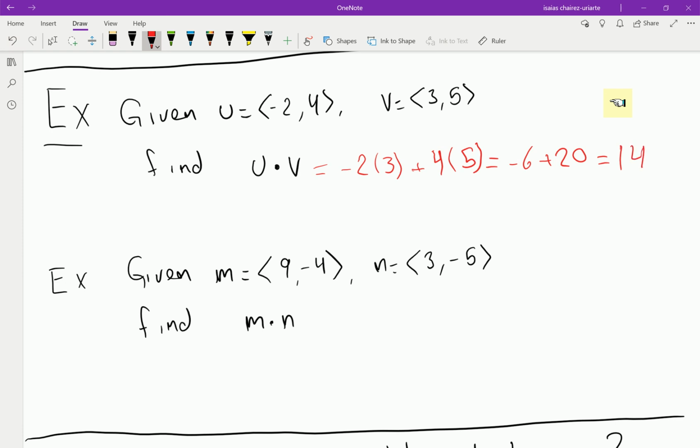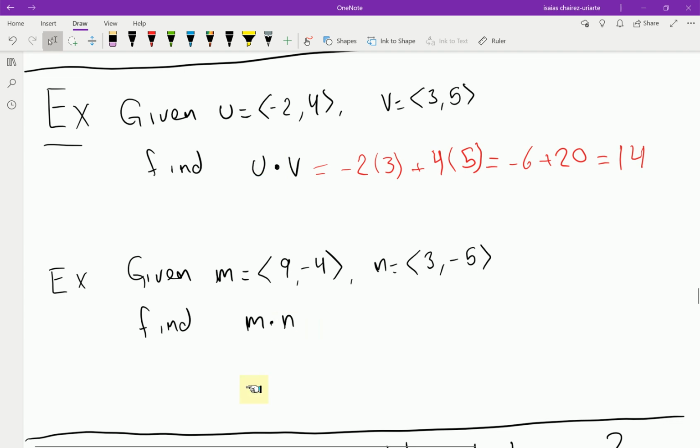What does it mean for the dot product of two vectors to be 14? That's what I would be asking myself right now. We'll answer that question in a second. Let's just learn how to find the dot product first. All right, so that's the dot product for u and v. Hopefully we agree on the answer here.